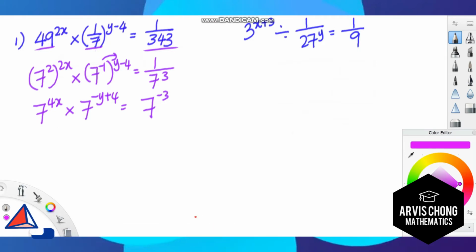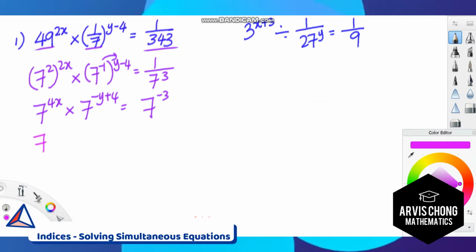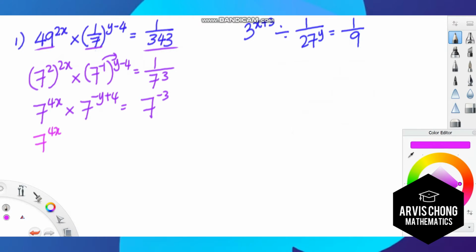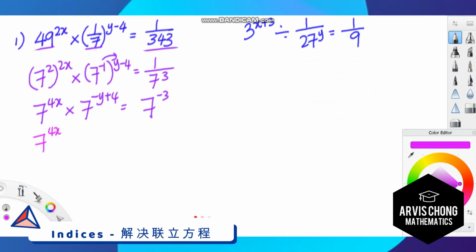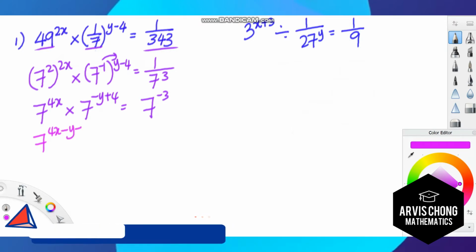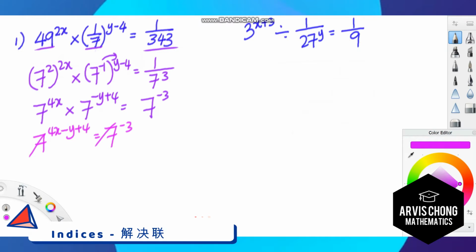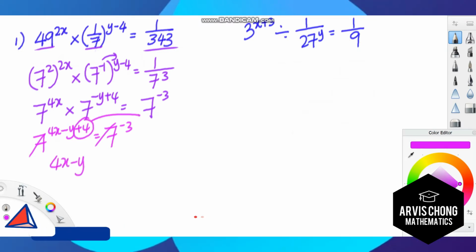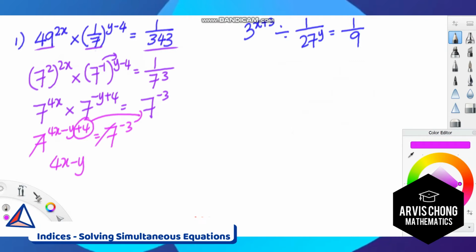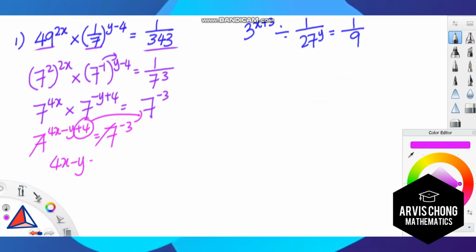So here becomes 7 power 4x plus negative y, then plus 4 equals 7 power negative 3. Hence we can eliminate the base 7 here. We'll get 4x minus y, and this positive 4 we can move to the other side, becoming minus 4. So negative 3 minus 4 will give us negative 7. So this is our first equation.